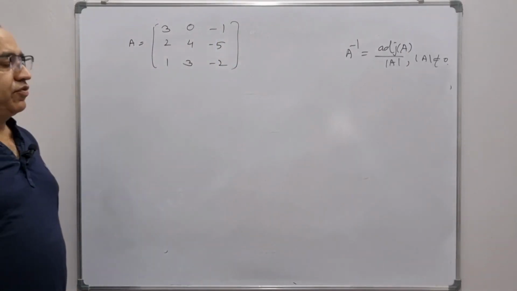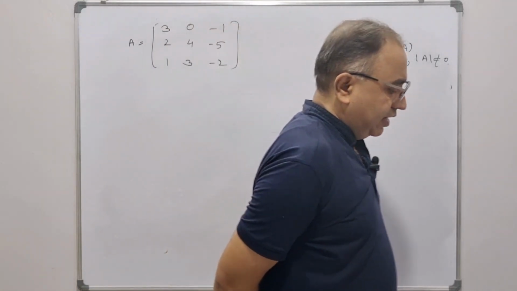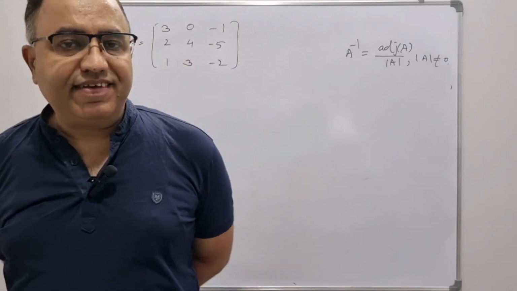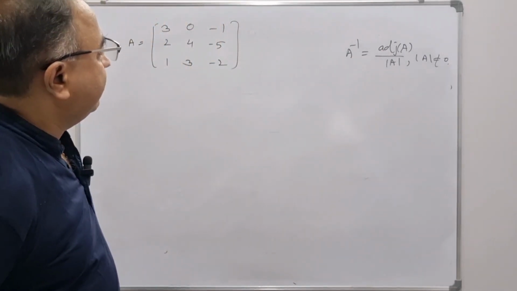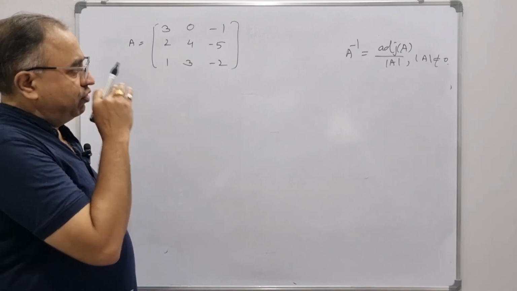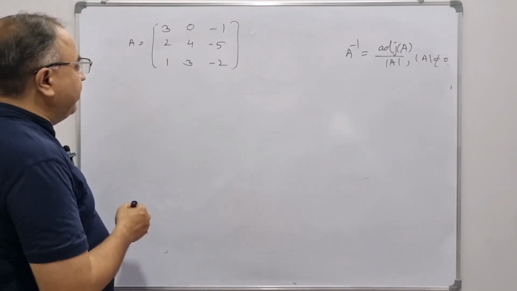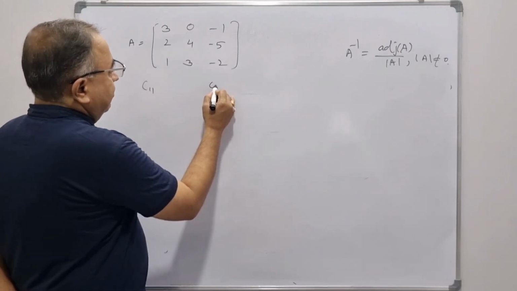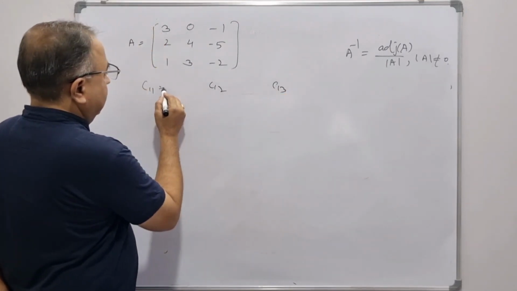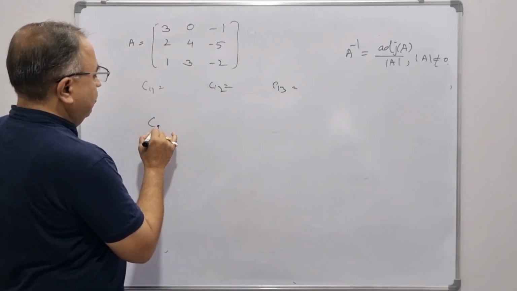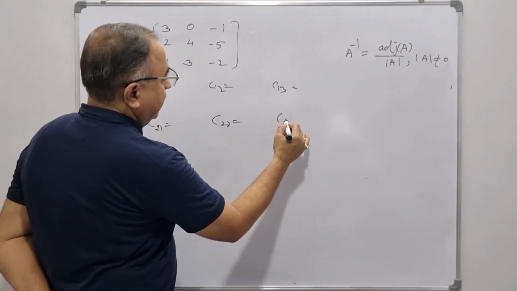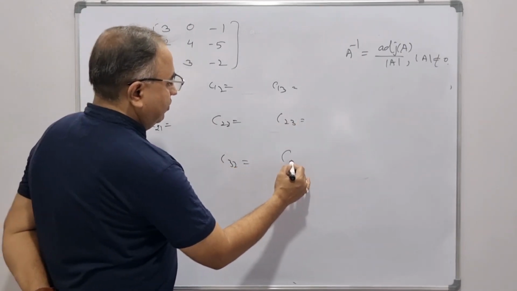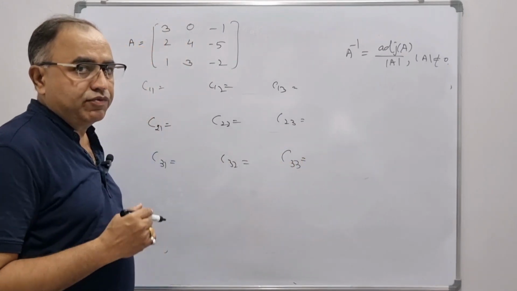So to find the inverse, you find the adjoint, and the adjoint is the transpose of the cofactor matrix. So we have to find cofactors corresponding to each of these entries, and there should not be any silly mistakes. So to find cofactors, what I would suggest is to first find minors, and you write here C11, C12, C13, C21, C22, C23, C31, C32, C33. As the concept is clear now, it won't take much time for us.